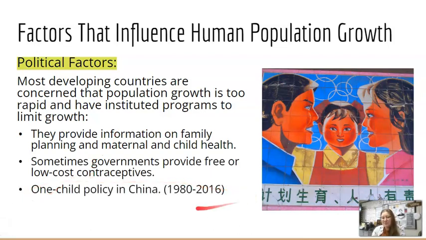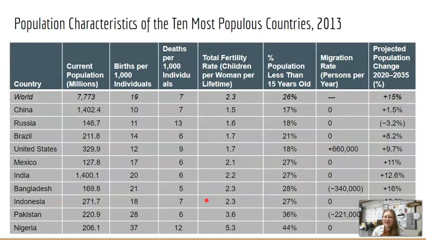And then in China, one big example, for over 30 years, from 1980 to 2016, they had a one-child policy where each couple could only have one child. That ended about 8 or 9 years ago.